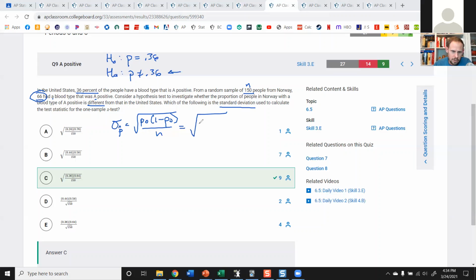So we're going to use the 0.36, 1 minus 0.36 over 150. And let's see, that uses the 24, that 44. I don't know where that's coming from. There's the 36, there's the 150. Hey, that looks like 1 minus 0.36. This didn't have the square roots. That also didn't have the square roots. So this is our guy right there. Just the formula for standard deviation. All right.